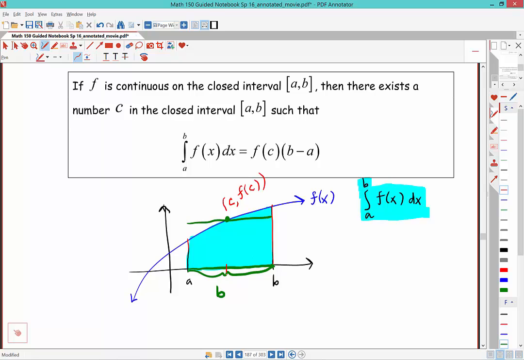Oh, what happened to my b minus a? Did I not write it? That length was b minus a. This input value right here is c, so this ordered pair is c, f of c. What'll happen is there's some input value where the area of this rectangle we made is equivalent to the area under the curve. So that's the mean value theorem for integrals, and it's actually pretty cool. And it turns out that this f of c value is the average value of the function.